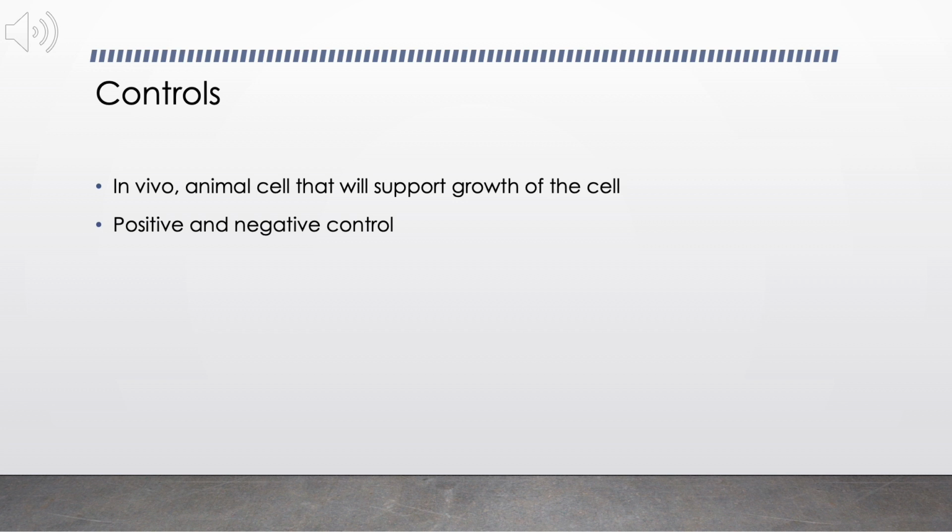Let's get into some controls. Of course, the obvious control here would be in vivo, basically having an animal that would support the growth of the cell. The only thing with that is it takes away from why we use 3D cell culture, which is being able to grow a cell outside of an animal or a human host. So the next control would obviously be a negative or a positive control, which would mean having cells that are not being treated and comparing those to cells that are being treated, making sure the environment for both is the same.